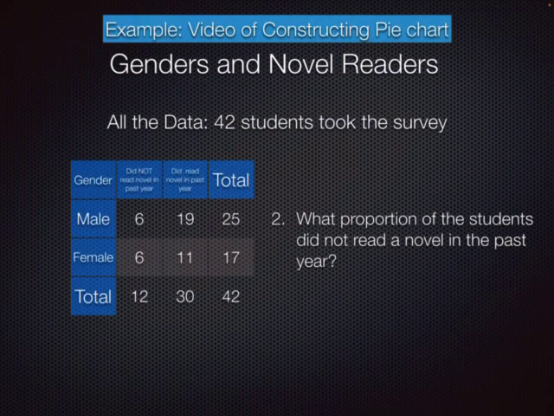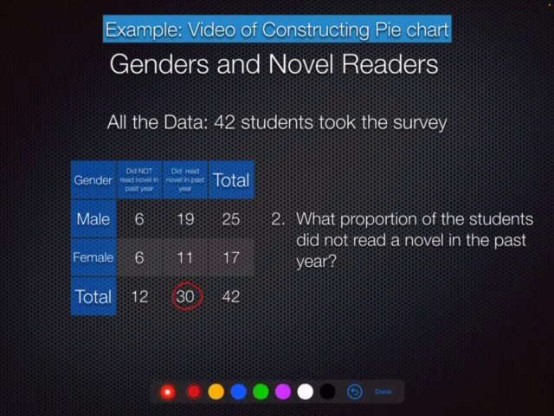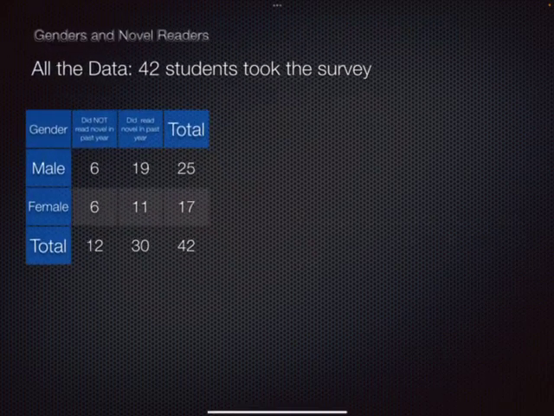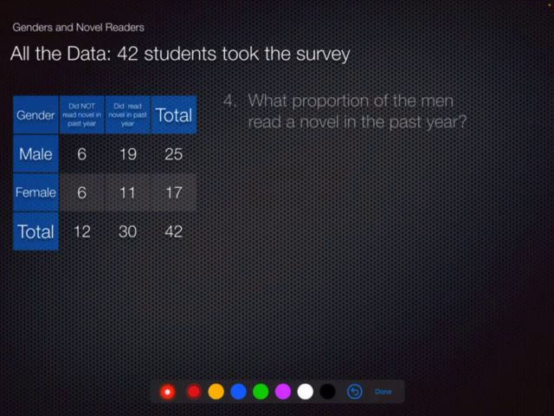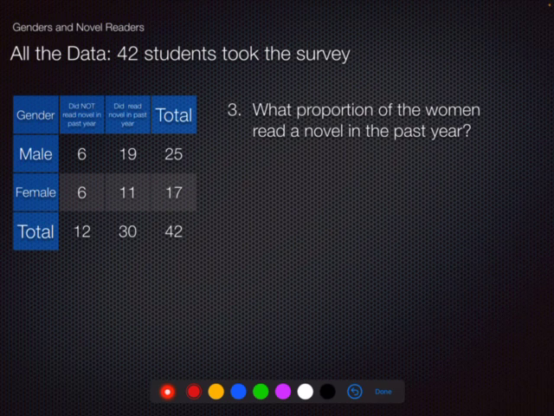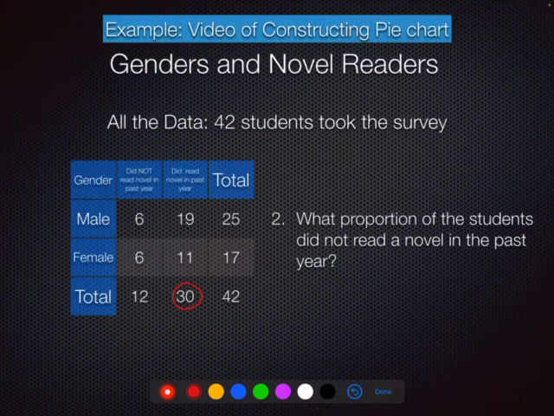Next question. What proportion of students did not read a novel in the past year? Well, we just looked at how many read last year. We want the ones who did not read. Let's go back here. There we go. The portion that did not read is 12 out of a total of 42. So 12 over 42.